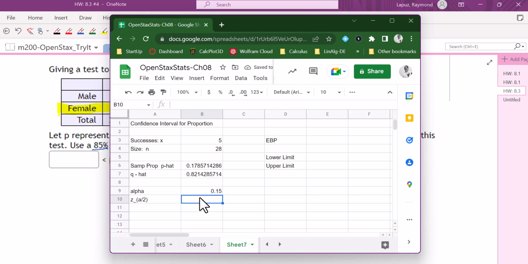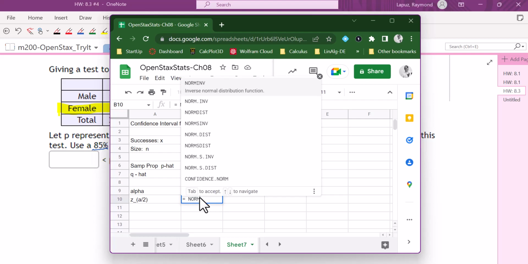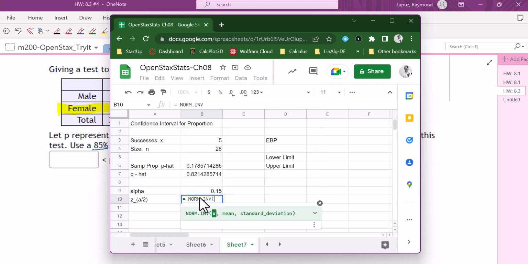Now we're going to call on the inverse normal distribution, so I'll say equals NORM.INV, and then it's going to ask for an x value. Now we don't want to just put alpha here. Remember, it's alpha over 2, so I'll click on alpha and divide by 2, and so that's going to be half of 0.15.